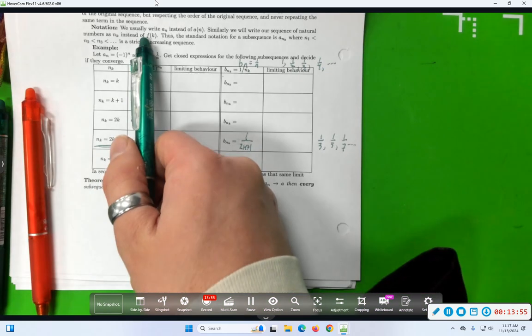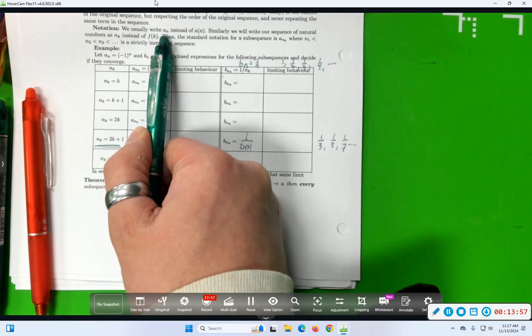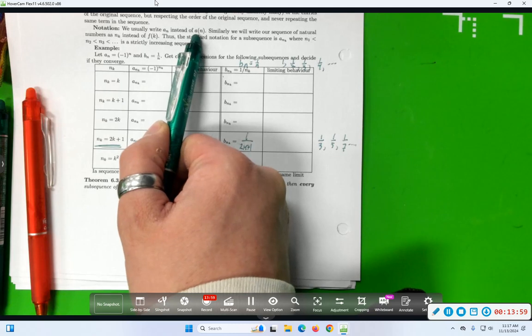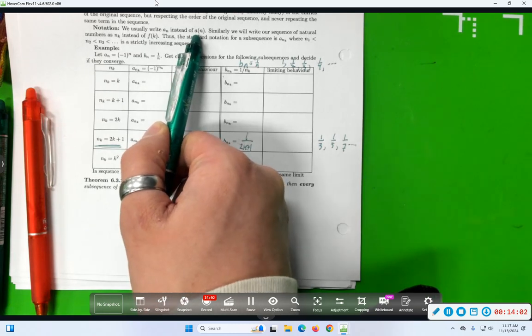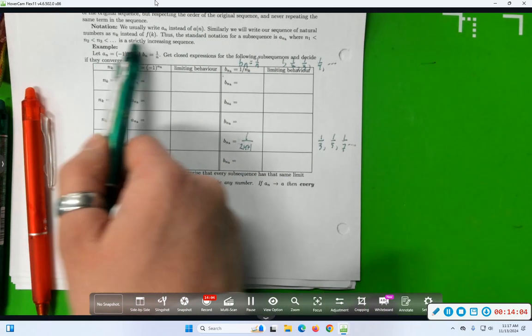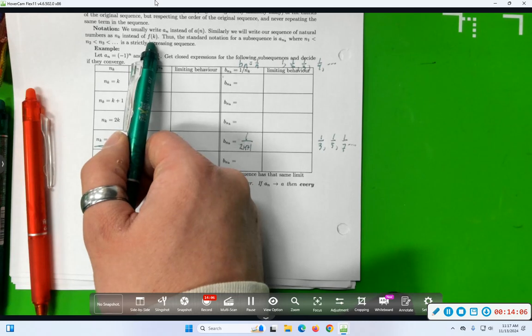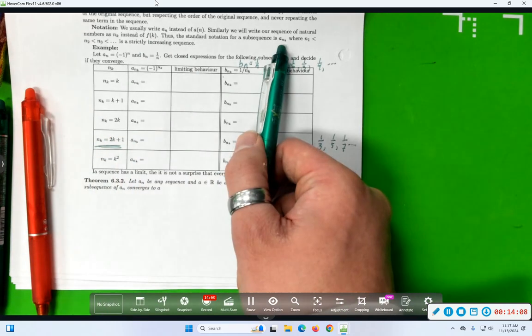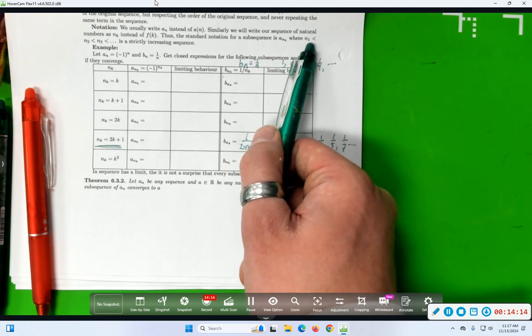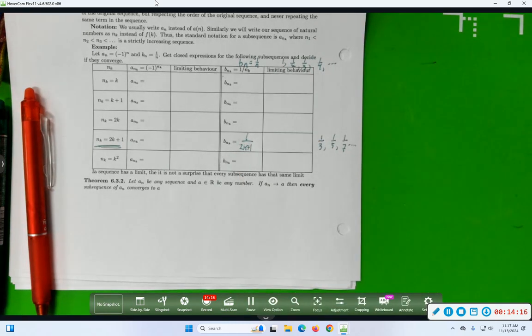So, now moving a little bit further up, we'll usually write a sub n instead of a of n for sequences. In the same way, we will usually write n sub k instead of f of k. So the new notation will be a sub n sub k is a subsequence where n sub k is required to satisfy that n1 is less than n2 is less than n3 is less than n4 and so on. All right, we feeling pretty good?